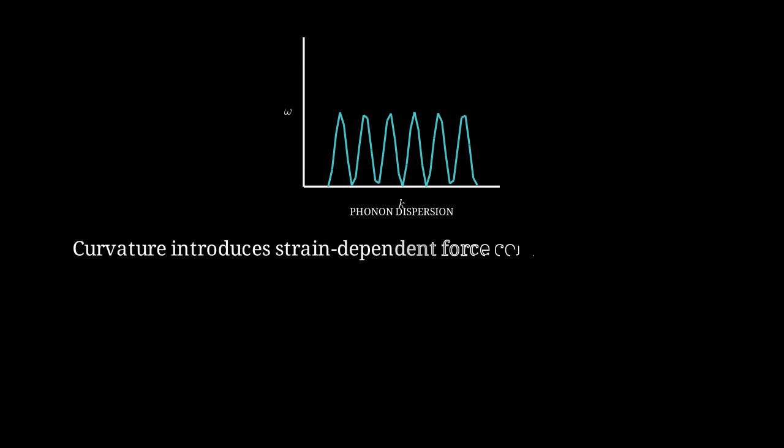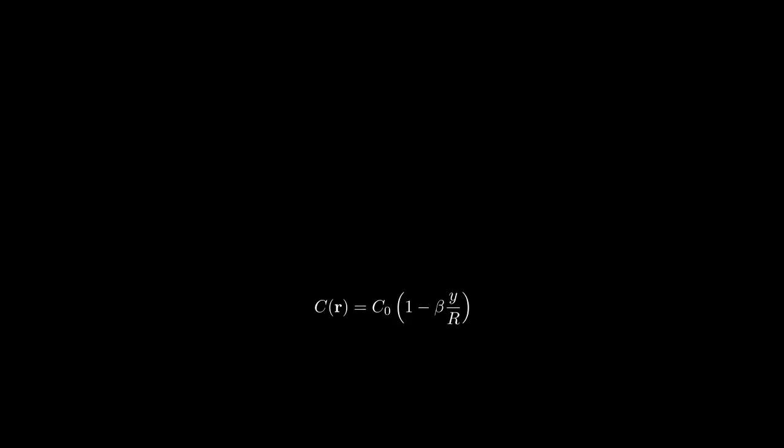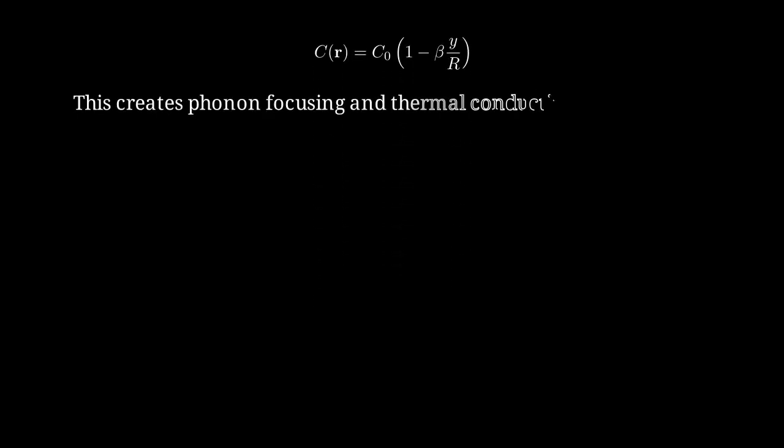When we curve the material, the force constants between atoms become position-dependent due to strain. The force constant at position r equals C0 times 1 minus beta times y over r, where beta quantifies strain-phonon coupling. This spatial variation causes phonons to preferentially propagate in certain directions, creating thermal conductivity that depends strongly on direction.